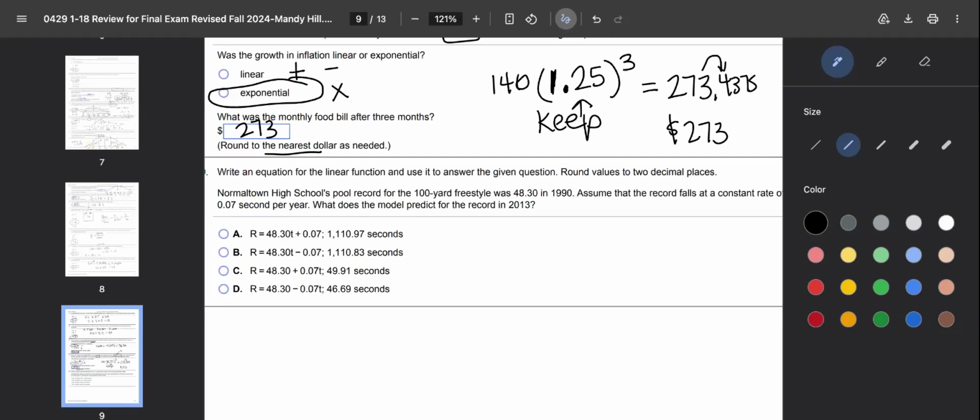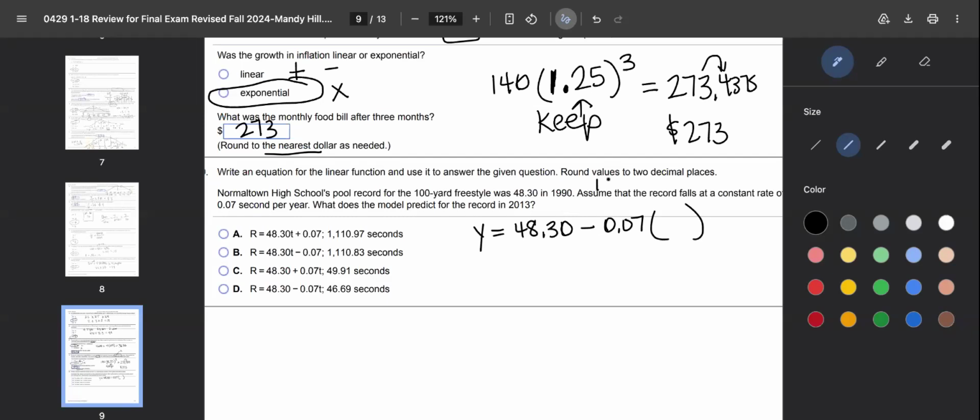What does the model predict for the record in 2013? Okay, so if this is me, I might write it a little bit differently, but I'm just trying to explain my thought process. It was 48.30, but every year people are beating that record and they're beating it by 0.07 seconds. And that was in 1990. We want to know what happens in 2013.